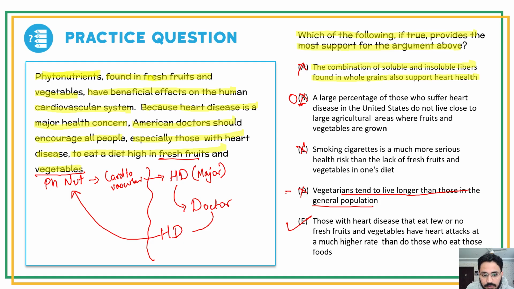And I think the problem with D was that even if vegetarians tend to live longer than those in the general population, like if I'm a doctor and I'm making an argument that people should be eating more fresh fruits and vegetables because heart disease is such a major concern, and you come to me saying, yeah, you're right. Or if I try to support my position by saying, do you know vegetarians tend to live longer than those in the general population?